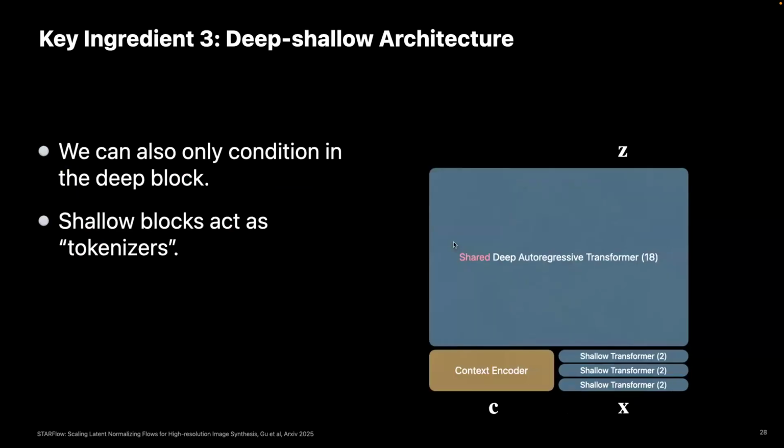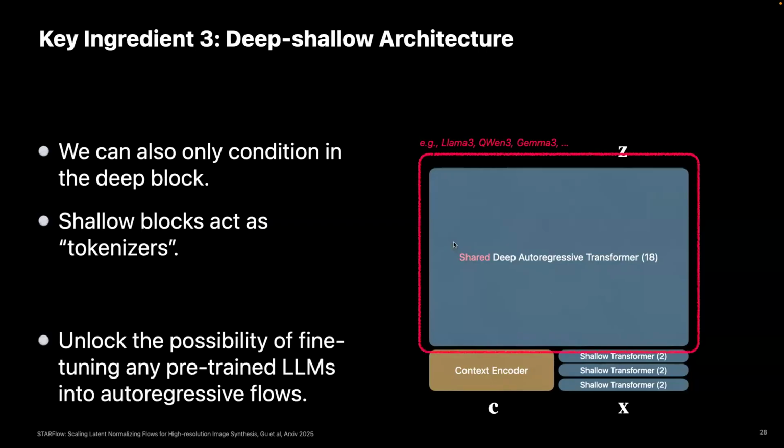This also has additional benefits. As I mentioned just now, the deep block basically handles the semantics, so we only need to have the condition in the deep block. In this case, the shallow blocks look like tokenizers. You can think of it as tokenizing the very complex continuous distribution into something Gaussian-like, and the deep block runs over that to predict one after another. This also unlocks a lot of possibilities for modern development. For example, you can replace the deep block with any pre-trained VLM or LLM and continue fine-tuning on that. I think this kind of architecture is really useful in modern cases.